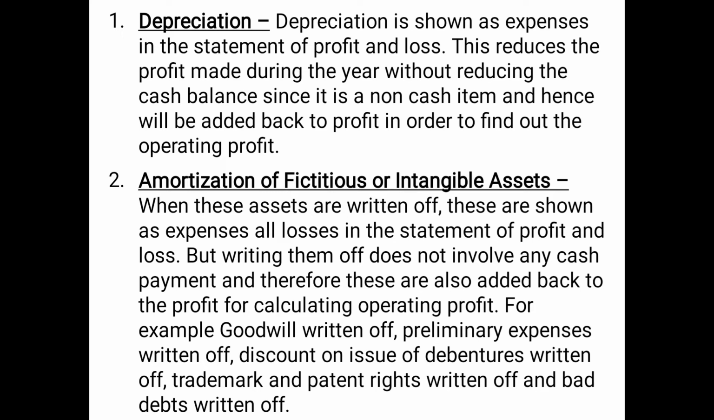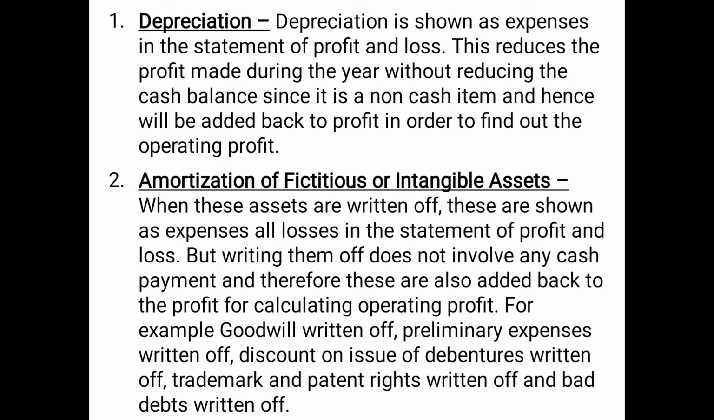Now as you can read, depreciation is shown as an expense in the statement of profit and loss. This reduces the profit made during the year without reducing the cash balance because it is a non-cash item. Since it is a non-cash item, it will be added back to profit in order to find out the operating profit. Then point number 2, amortization of fictitious or intangible assets.